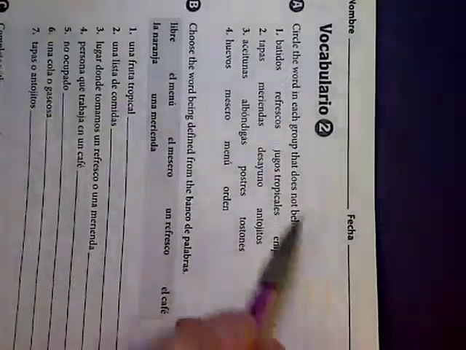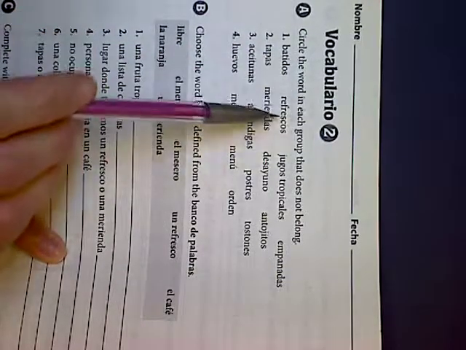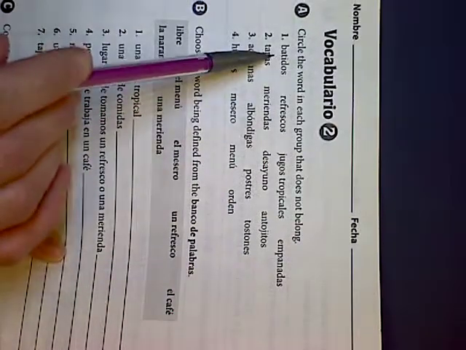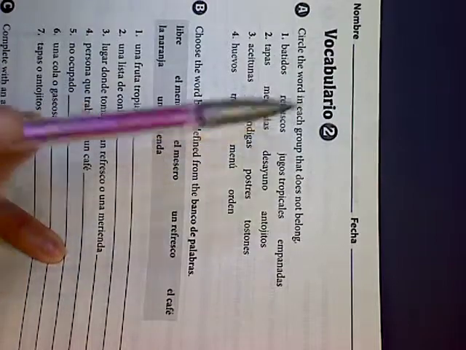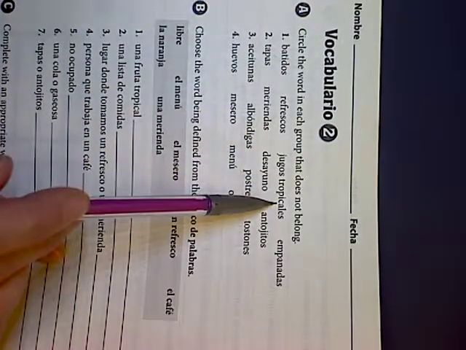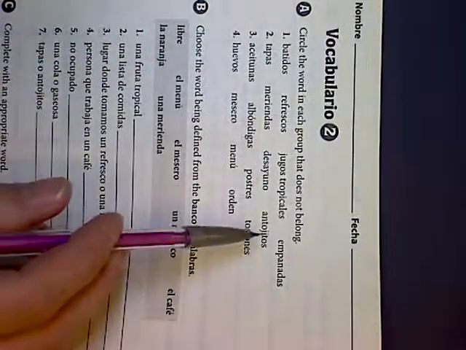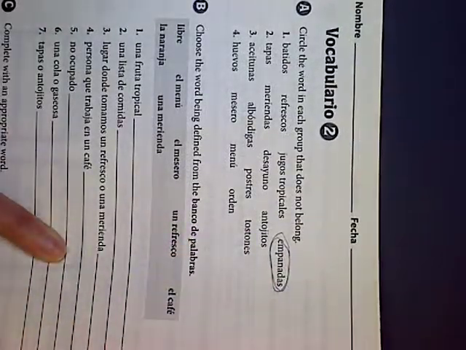Okay. Now, on the next page, on page 4.6, they're asking you to find words that do not belong in each grouping. So let's look at the first one. Batidos, refrescos, jugos tropicales, empanadas. So batidos are milkshakes. Refrescos are drinks or refreshments. Jugos tropicales, tropical juices, and empanadas. Empanadas are those fried pies. So that is obviously the one that does not belong because it has to do with food.